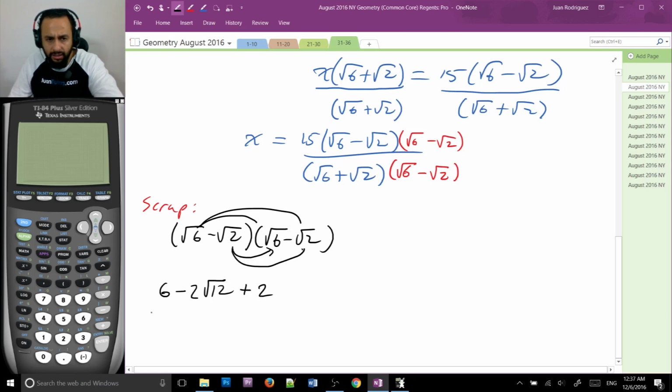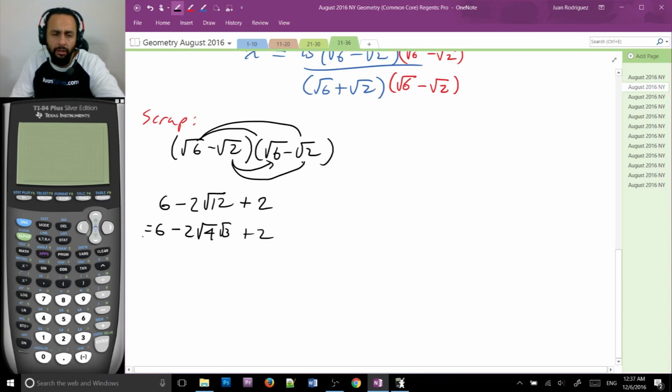Okay? And this simplifies as 6 minus 2 radical 12. Radical 12 is radical 4 times radical 3, so it's 2 radical 3, plus 2. Which equals 6 minus 2 times 2 times rad 3, plus 2. And then 6 plus 2 is 8, and 2 times 2 is 4, so 8 minus 4 rad 3.